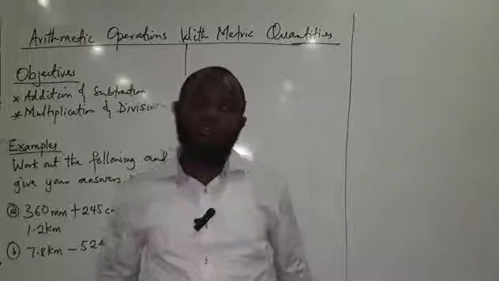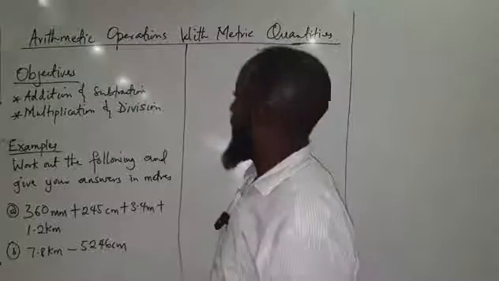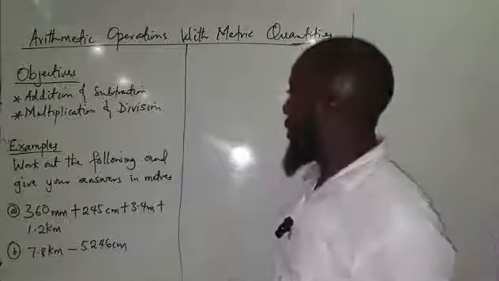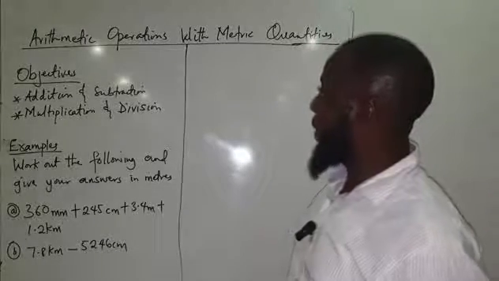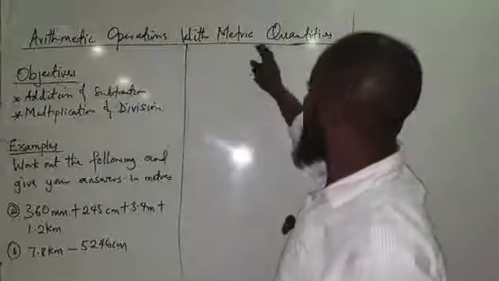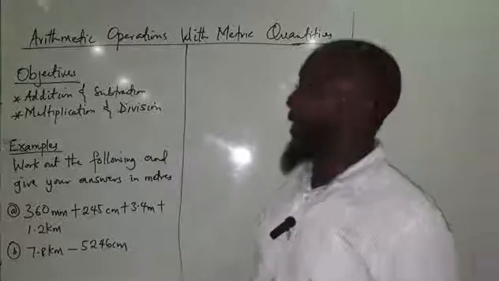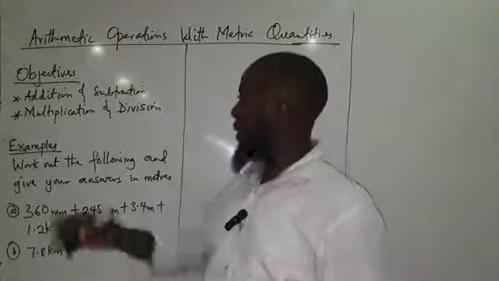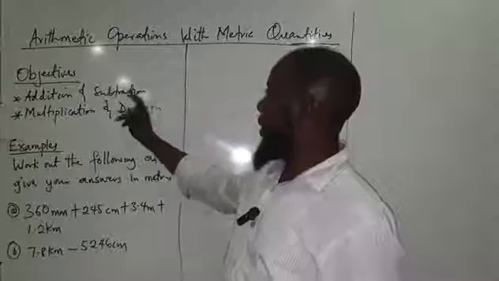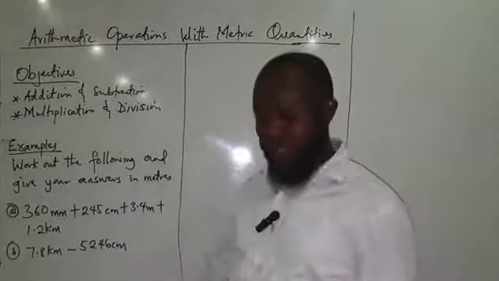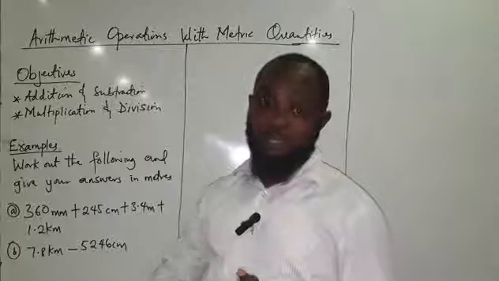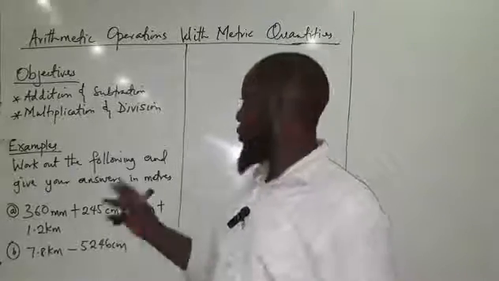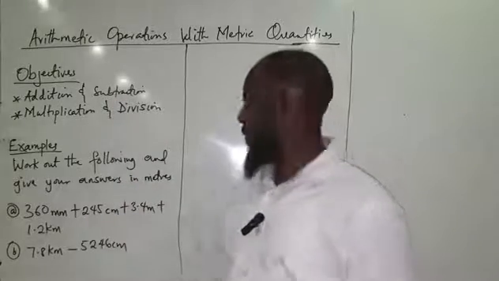So in this class, we want to continue from where we stopped in our topic, which is metric quantities, metric units. We want to look at arithmetic operations with metric quantities. We've looked at how to convert from one unit to the other, but in this video, we want to look at addition and subtraction of units, multiplication and division. We've looked at length, mass, and capacity. So let's look at this.